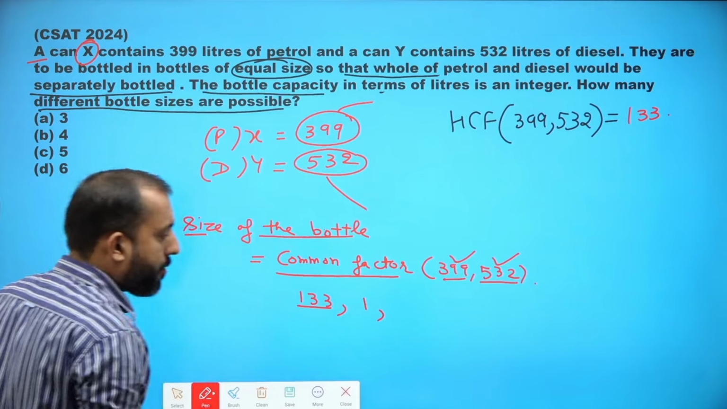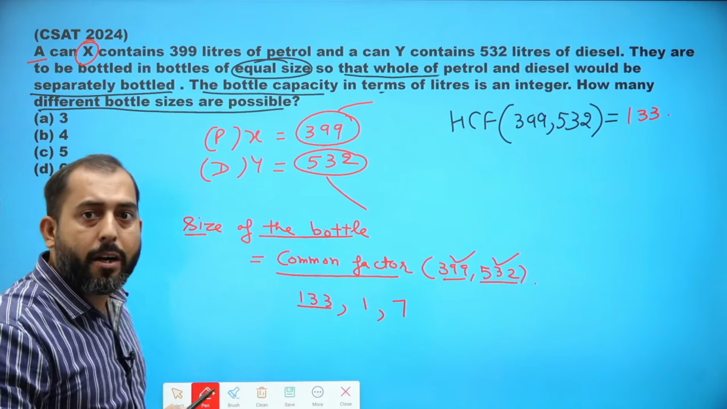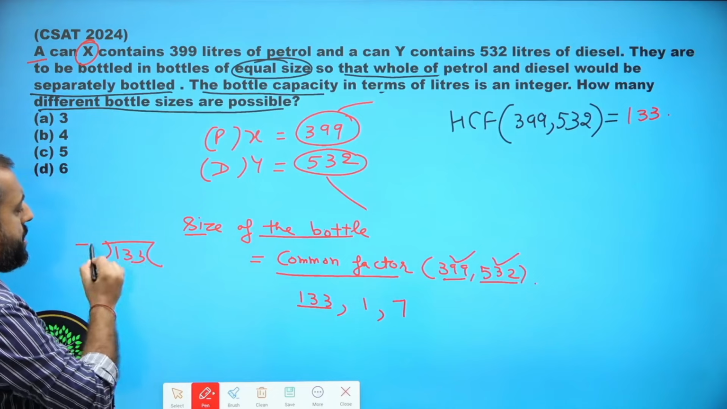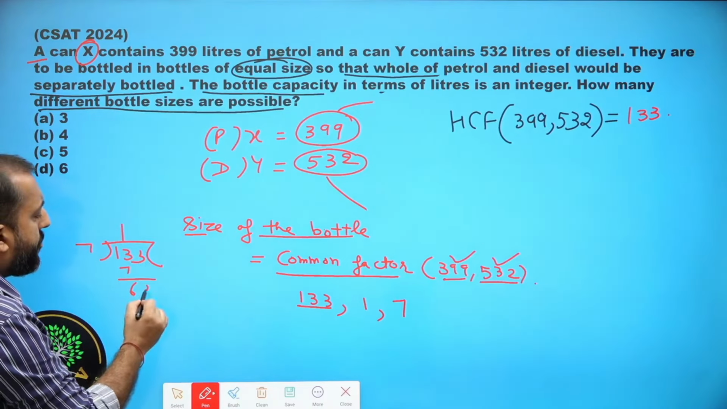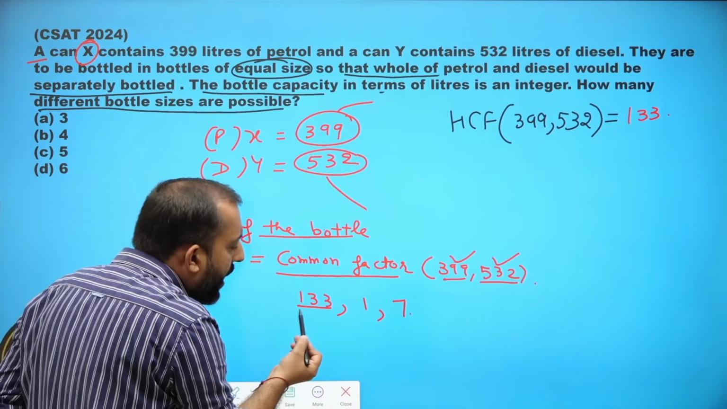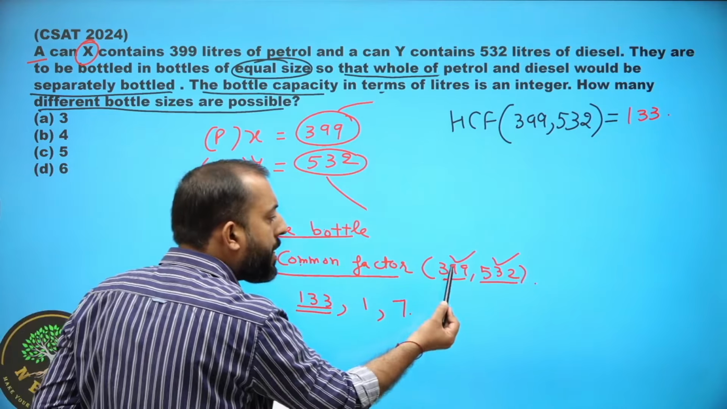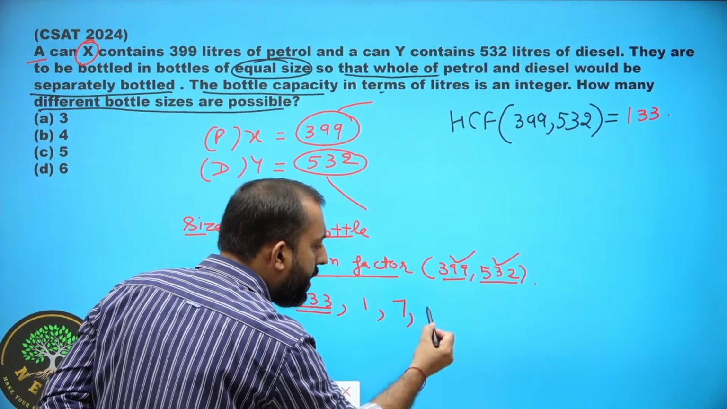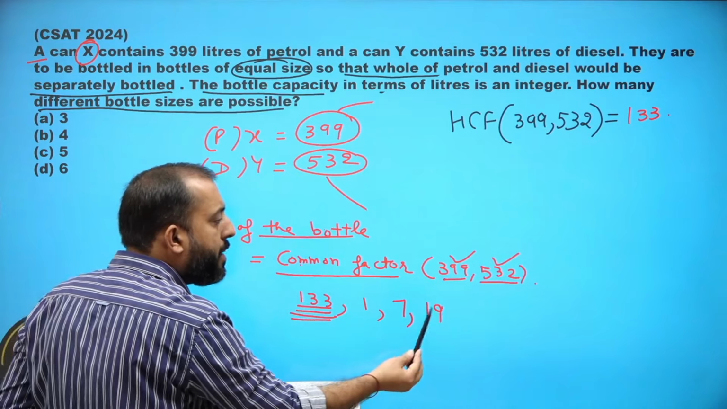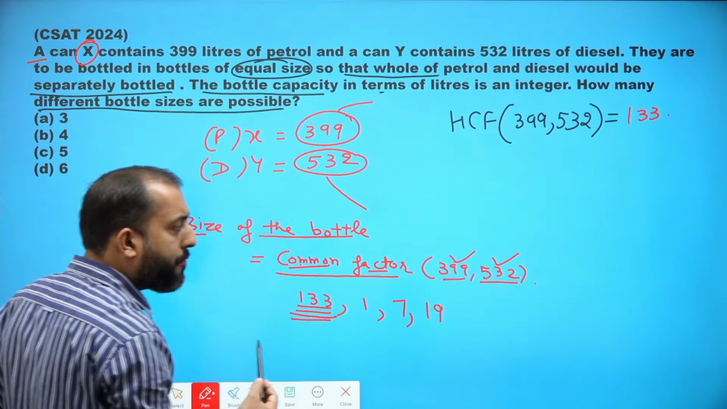Further, 7 will divide 133 completely. See, 7 ones are 7, 7 nines are 63. So 7 will divide 133 completely. So 7 will also be a common factor of 399 and 532. And finally 19 will divide this 133 completely. So 19 will also be a common factor of 399 and 532.